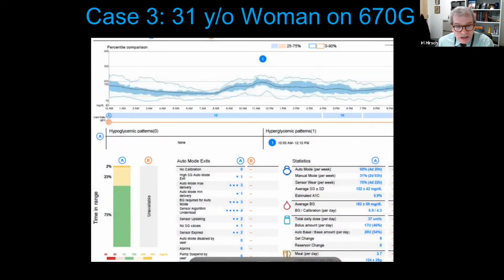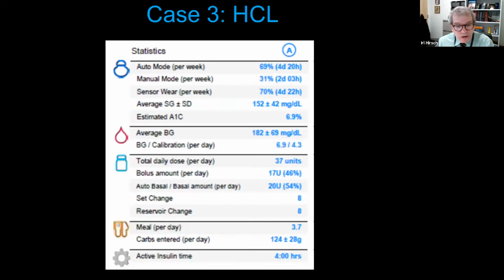What about this one? This is a lady on a 670G. And you can see on the left side, she's 75% in target. She has no time below target, which is quite good. And if we look more deeply at her hybrid closed loop, what we see here is that she's only on auto mode with her hybrid closed loop 69% of the time. So she's a bit low with that. We would like that higher.